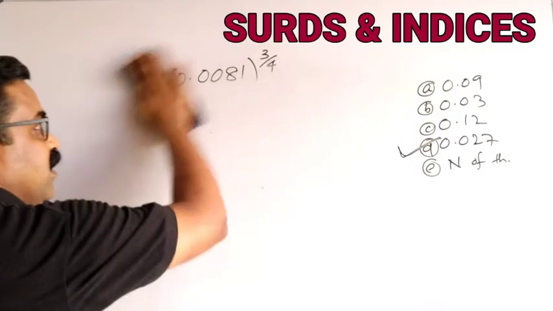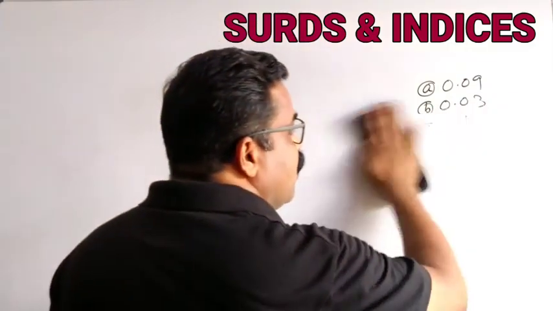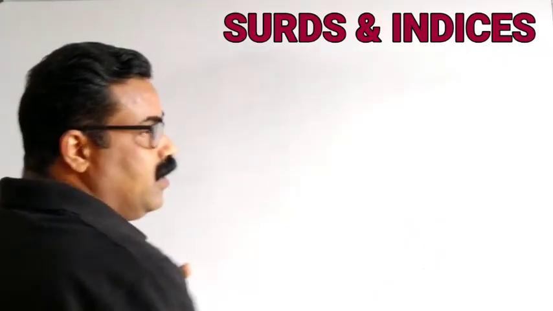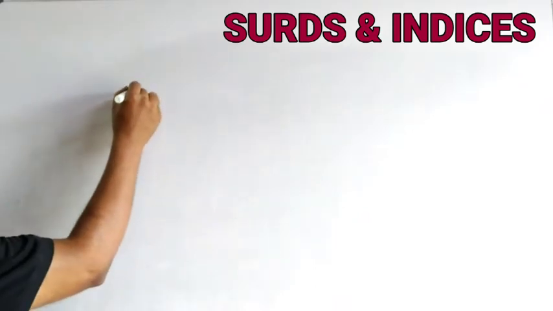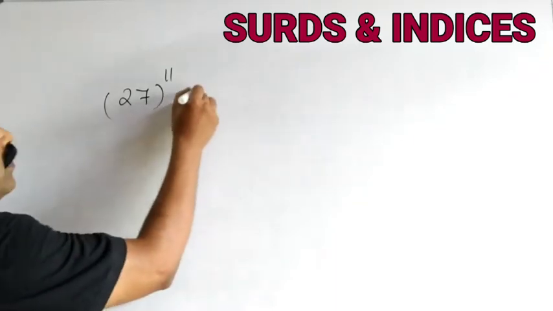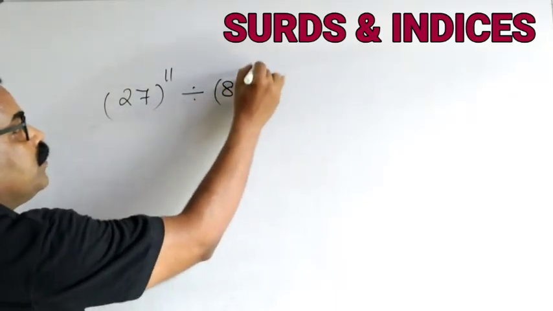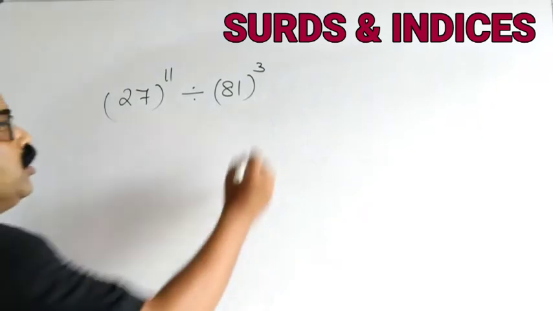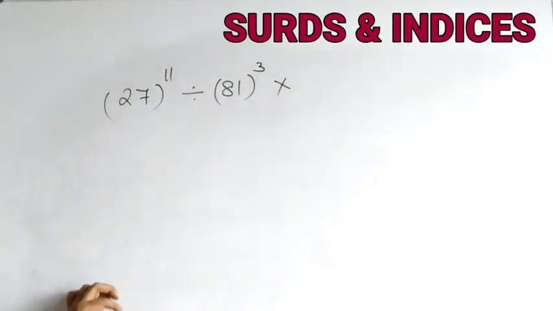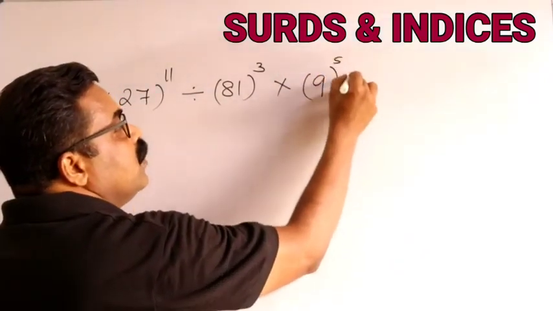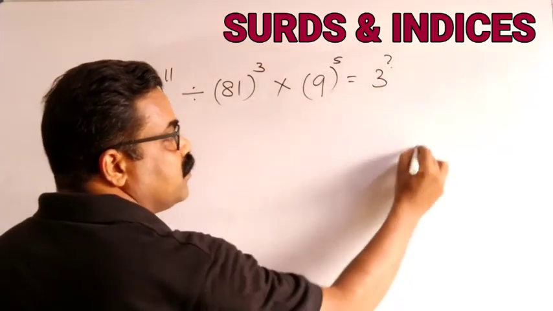Understand the concept very clearly, then do it. If you are not clear with the concept, pause the video, watch it multiple times and then do it. Okay, here is your next question. 27 power 11 divided by 81 cube into 9 power 5 is equal to 3 power question mark.